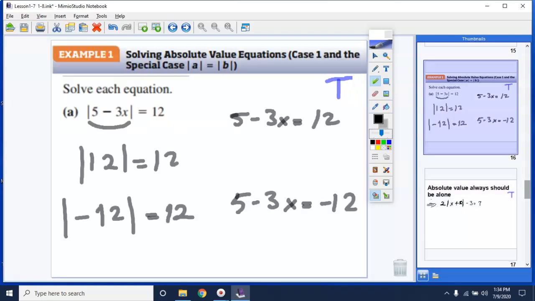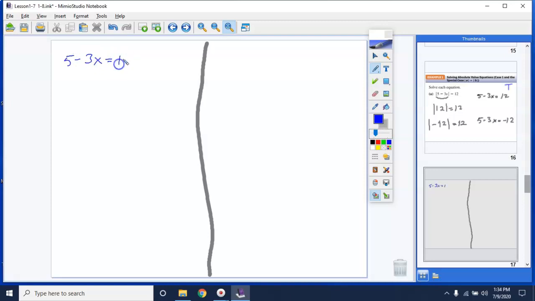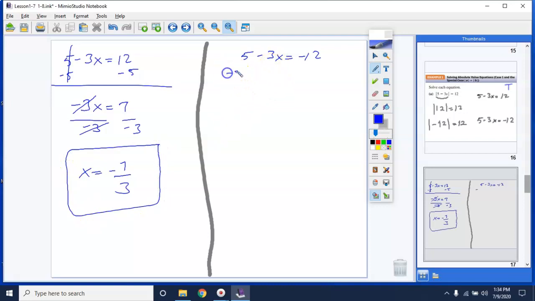I'm going to have two solutions. Let me have a new space over here. So let's solve right over here. 5 minus 3x equals 12. 5 minus 3x equals negative 12. So to solve this one, let's do minus 5 on both sides. These two will cancel. Negative 3x equals 7. If I divide both sides by negative 3, my first solution should be negative 7 over 3. That's my first answer.